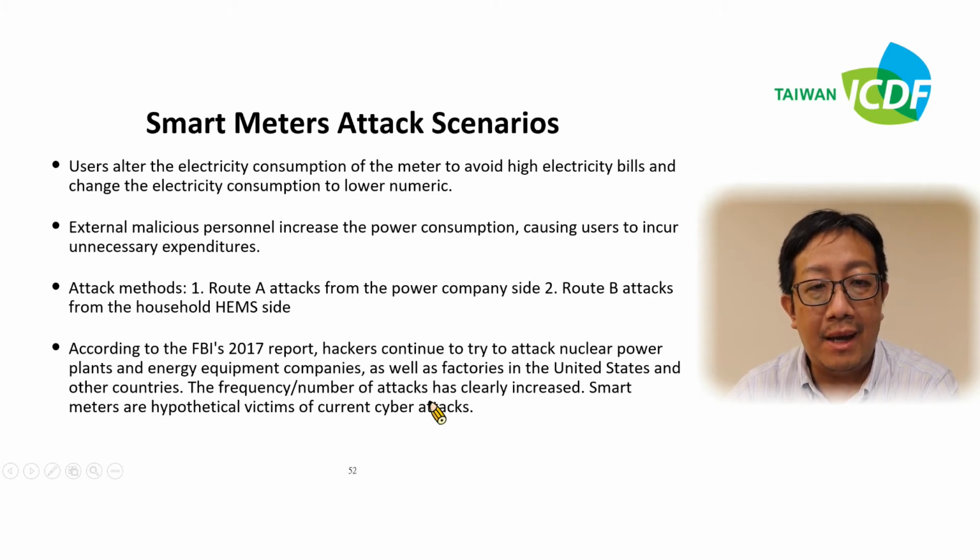According to the FBI 2017 report, hackers continue to try to attack nuclear power plants and energy equipment companies, as well as factories in the United States and other countries. The frequency of the attacks has clearly increased. Smart meters are the hypothetical victims of the current cyber attacks.